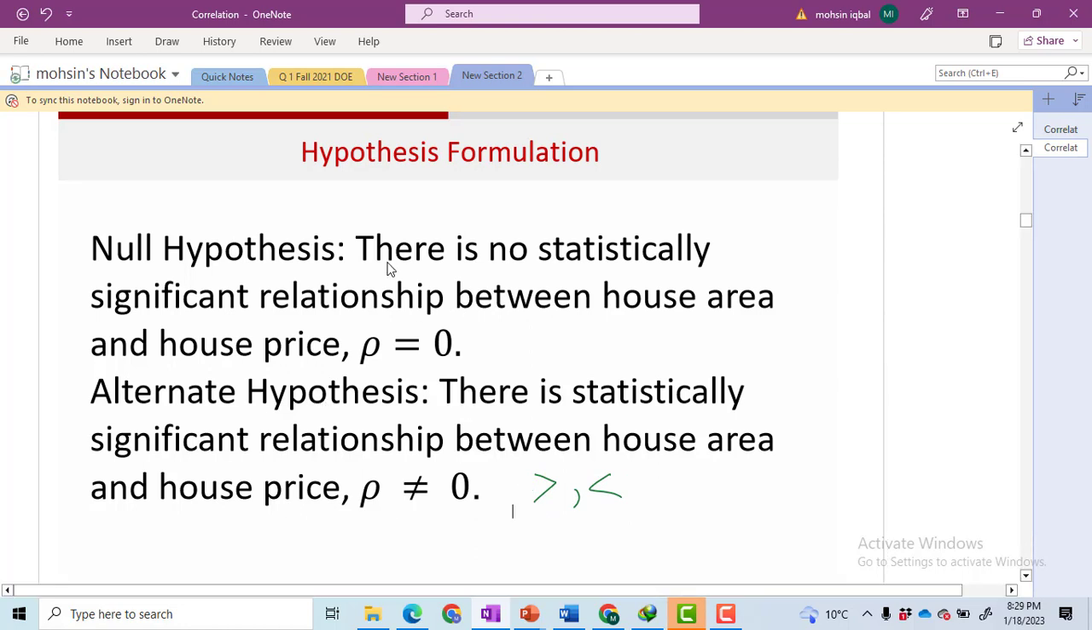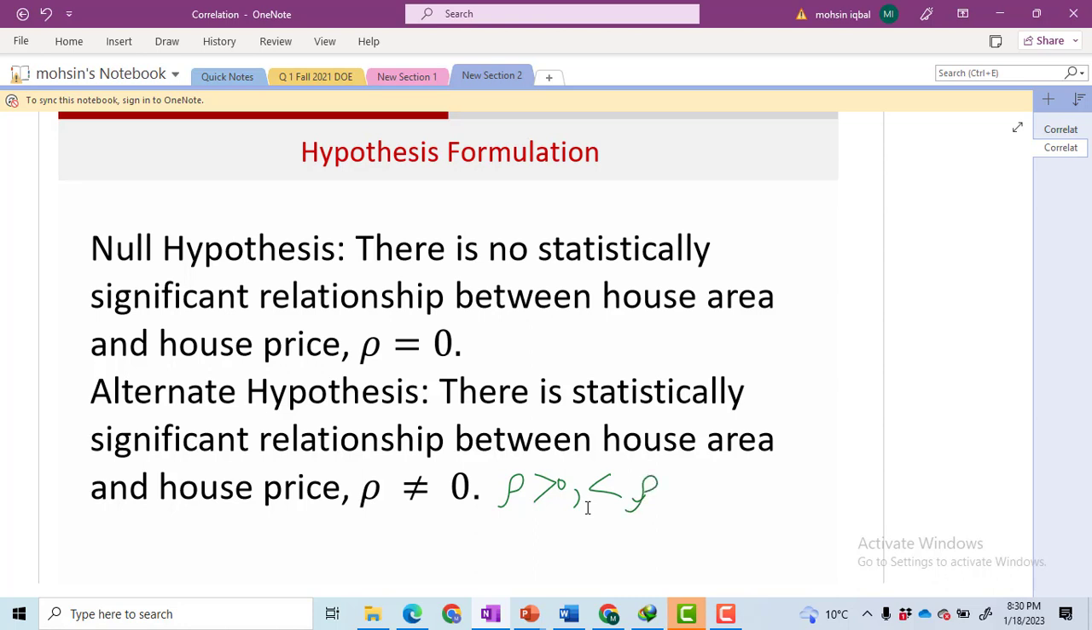Now I will talk about the null hypothesis. The null hypothesis says that there is no statistically significant relationship between house area and house price. The alternate hypothesis will always be in contrast to the statement of the null hypothesis: there is a statistically significant relationship between house area and house price. You can say that rho is not equal to 0, or rho is greater than 0, or rho, the correlation coefficient, is less than 0. Sometimes we use R in place of the rho symbol, so it's up to you whether you use R or rho.